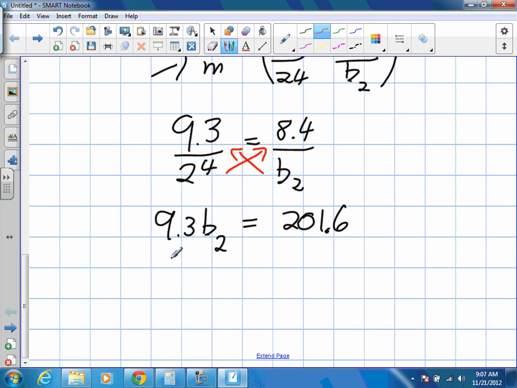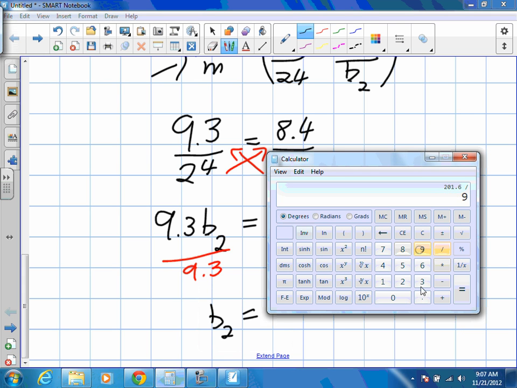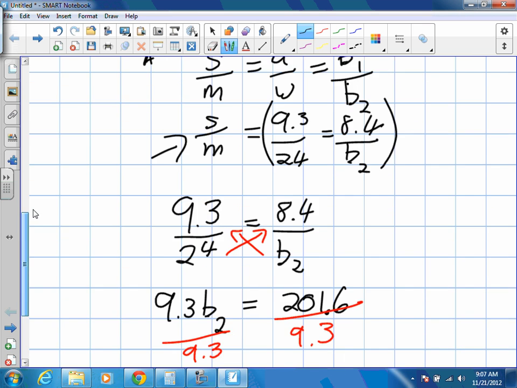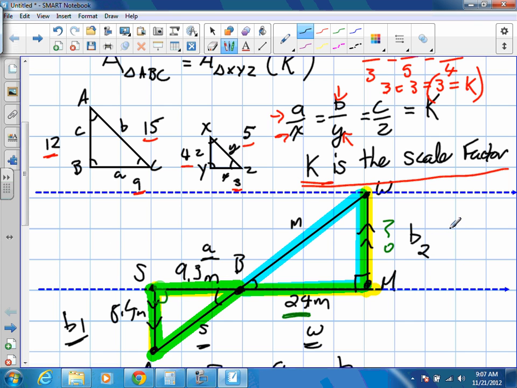How do I get B2 by itself? We've got to divide by our 9.3 on this side. So side B2 will be equal to, we take this value and divide it by 9.3, 21.67. Great. So we found the width of the river, 21.67 meters long, which will help us find the area because now I have a base and a height.